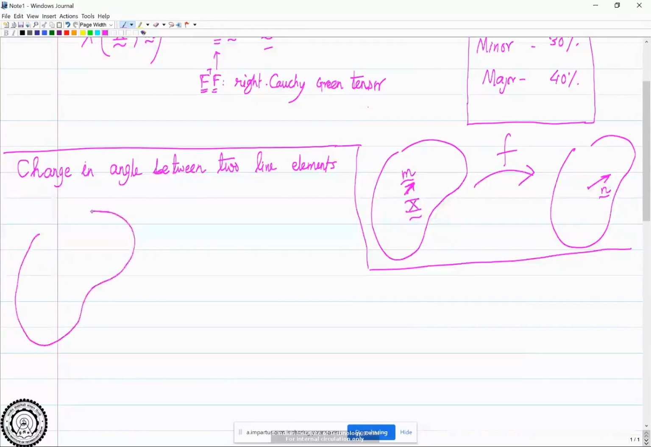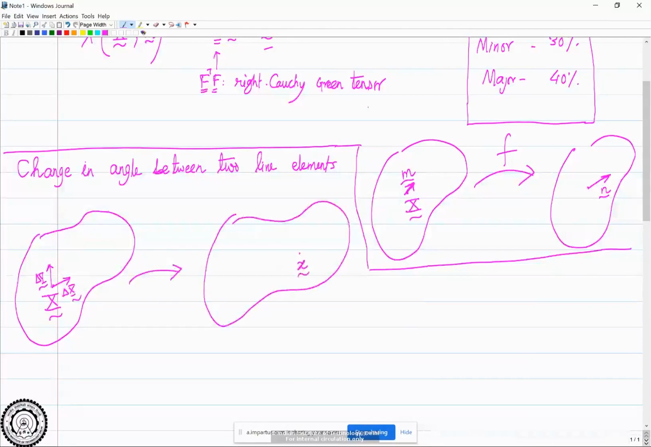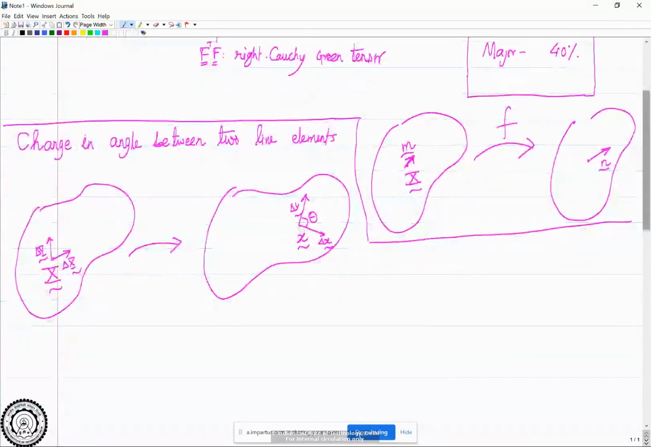Now for change in angle, suppose I am again at the point capital X and think of two infinitesimal line elements, delta capital X and delta capital Y. After deformation, they will go somewhere else, let us say to point small x, and they would become delta small x and delta small y. And I want to know what is the change in angle. Suppose that the angle in the deformed configuration is theta. So what is that going to be? How do I get that angle in the deformed configuration?